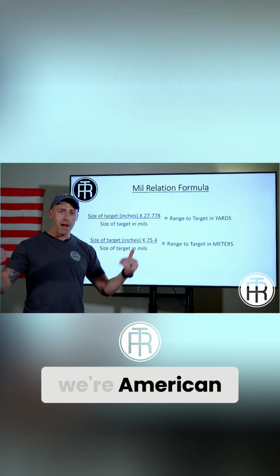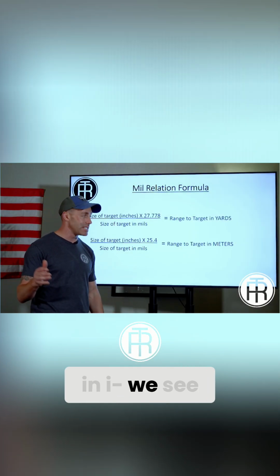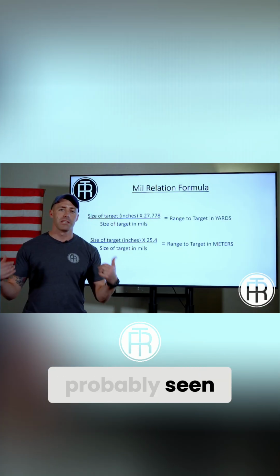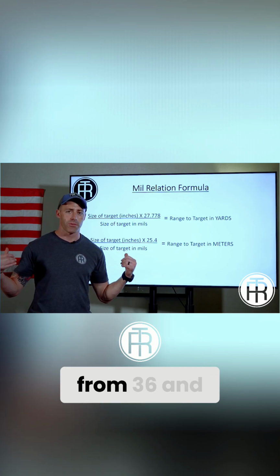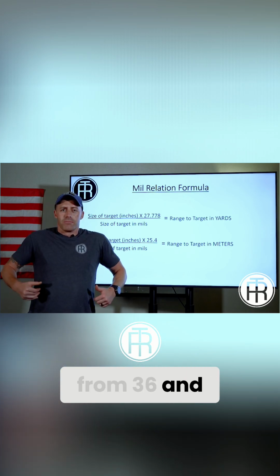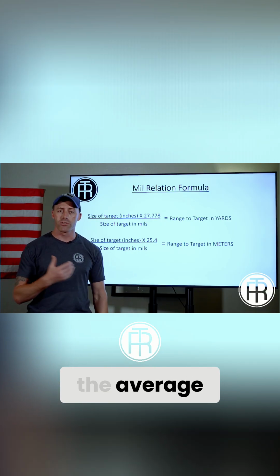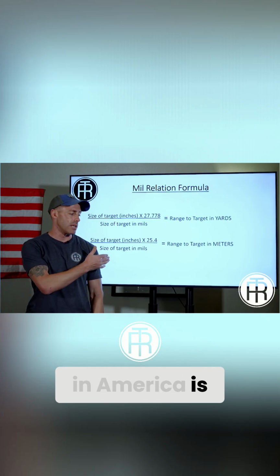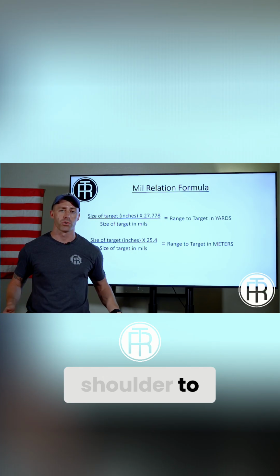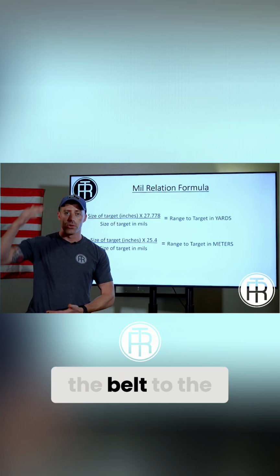But because we're American and we see things in inches, you've probably seen me said as everything from 36, with people making me feel good, down to like 25. But typically the average human being in America is typically 19.5 inches from shoulder to shoulder and 40 inches from the belt to the top of the head.